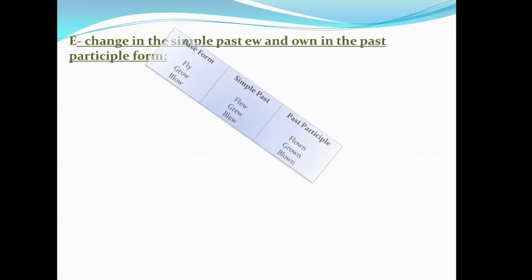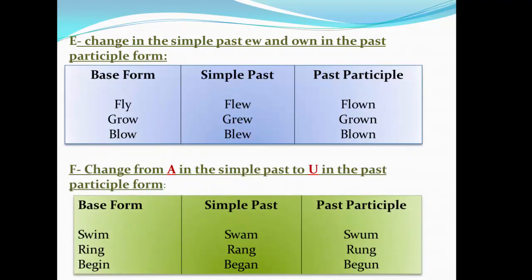There are other verbs where there is a change in the simple past. EW in the simple past becomes OWN in the past participle, like fly, يطير. In the simple past, flew, you see here the spelling EW. In the past participle, the spelling changes and becomes OWN. It means it becomes flown. Okay? Grow يكبر. The child grows quickly.